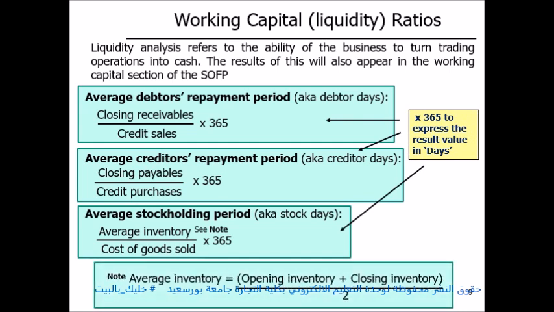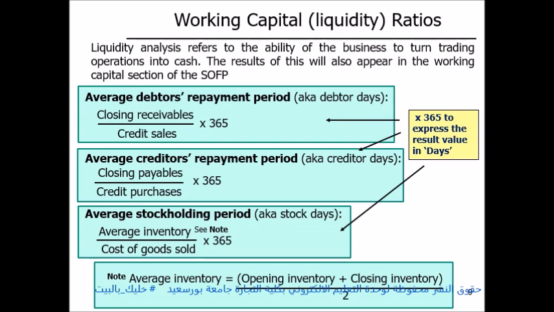The first one is average debtor repayment period, which is equal to closing receivables divided by credit sales multiplied by 365 days. Then we have average creditor repayment period. Creditors are the payables, so it will be equal to closing payables divided by credit purchases multiplied by 365 days. The last one, average stock holding period, is equal to average inventory divided by cost of goods sold multiplied by 365. The average inventory is equal to opening inventory plus closing inventory divided by 2.